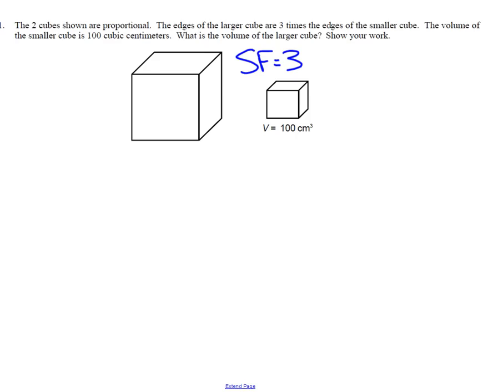And that means this one's a little bit different. Usually we try to put the original on the left side, but if our scale factor is 3, that means that this is the original and it's going to become a larger shape. This is going to be the original. This is going to be the new. We want to know what is that new volume going to be?